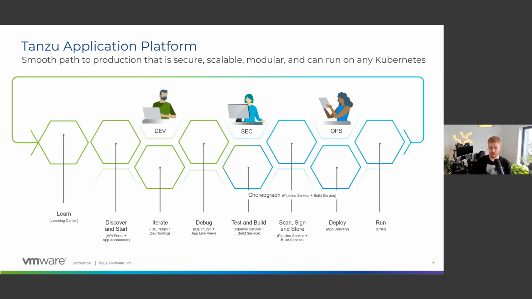Then we've got the iterate. So the iterate debug cycle is obviously where developers spend almost all of their time. So they're iterating on an application, improving it, changing it over time, and then they're debugging those changes. They're going back to iterate and they're debugging. So we've got some IDE plugins and some developer tooling to help with that. On the operator side, then, we've got a lot of stuff catering to how that code gets to production. And that's all based on this concept of choreography. So we've got a pipeline service and a build service that take care of that built into the platform.